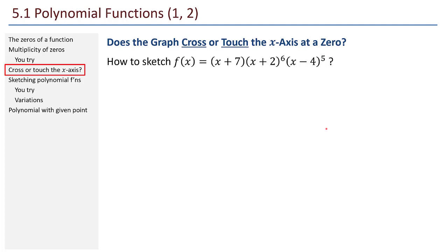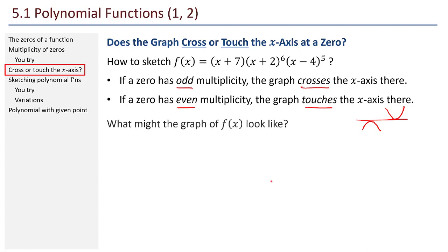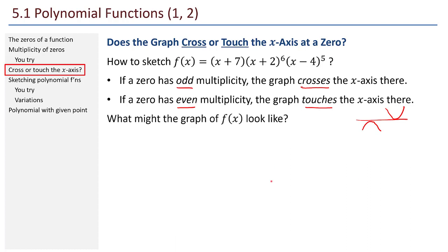Does the graph cross or touch the x-axis at a 0? Let's determine that. How to sketch f of x equals that thing. So here's the idea. If a 0 has odd multiplicity, the graph crosses the x-axis there. And if a 0 has even multiplicity, the graph touches the x-axis there. Touches but doesn't cross. Something like it comes up and touches and goes down, or comes down and touches and goes up. So what might the graph of f of x look like? So we see the zeros.